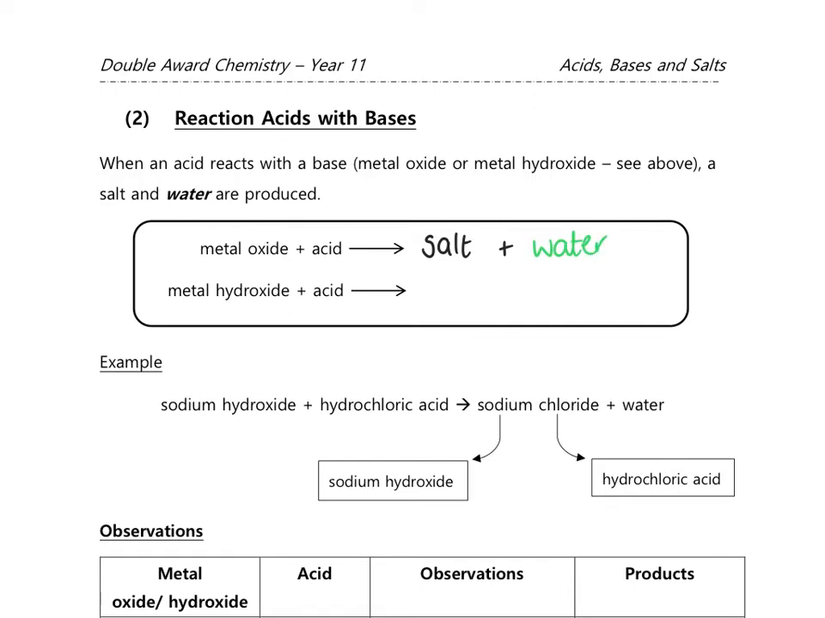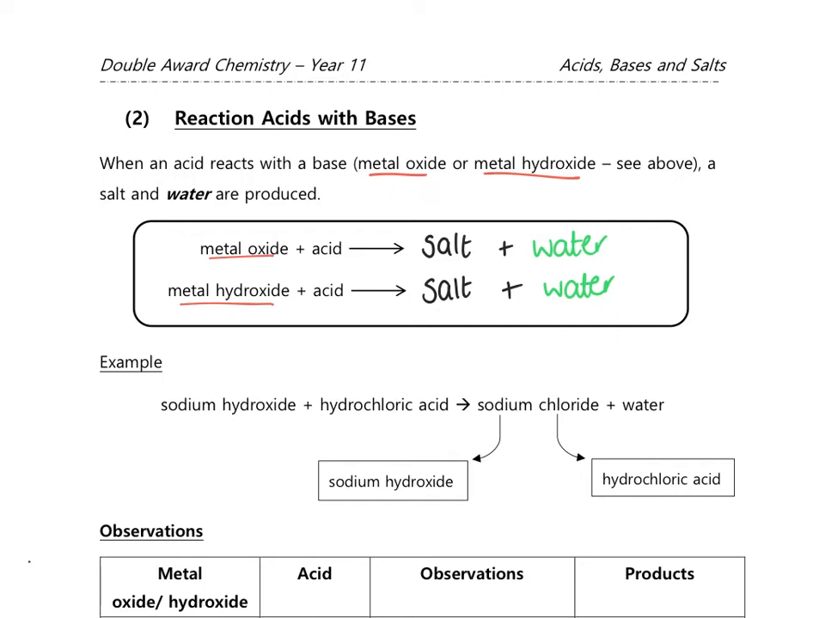Now we need to think about what a base is, and we learned by definition a base is a metal oxide or a metal hydroxide. We learned that earlier on in the topic. And we learned that when a base reacts with an acid, it produces a salt and water only. That's an example of a neutralization reaction, when an acid reacts with a base. So you can see I've got two general equations, but they end exactly the same. We're just looking at the two different types of bases, metal oxides and metal hydroxides. They both react with acids to give us a salt and water as our side product.